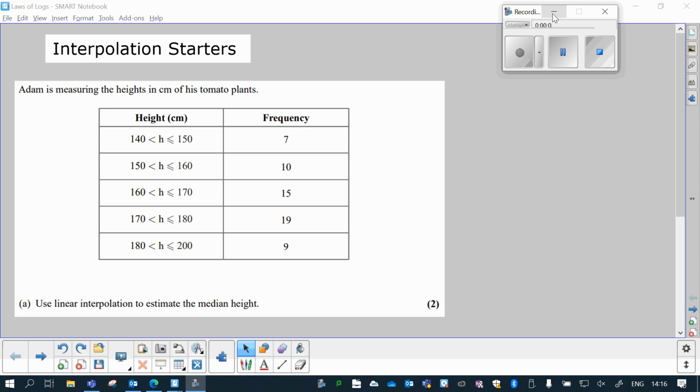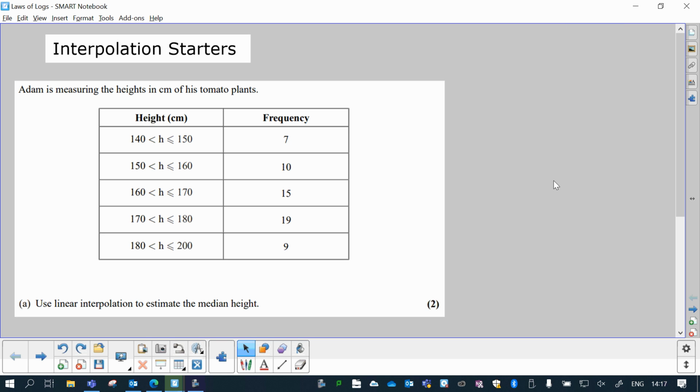As I said, we're going to do a couple of interpolation questions first, then we'll get stuck into laws of logarithms. Interpolation is a fancy word for saying that we're going to estimate where a value is, basically. We're going to use what we know about the class widths and about frequencies to, in this case, estimate what the median is.